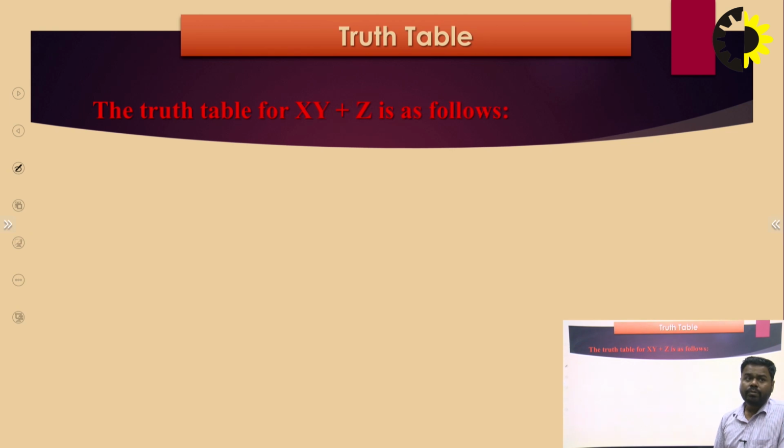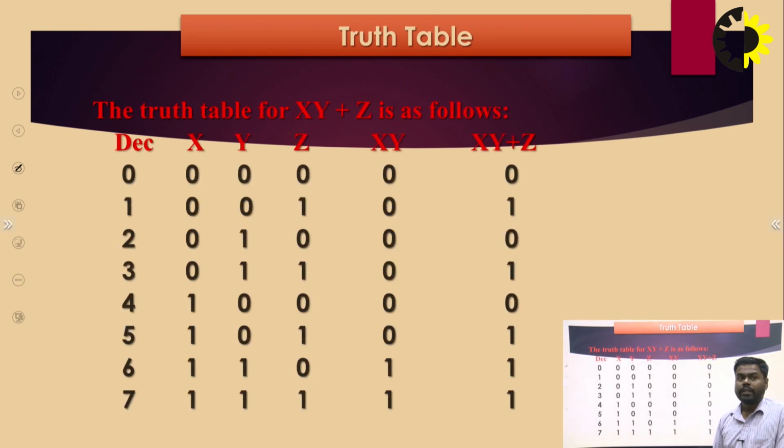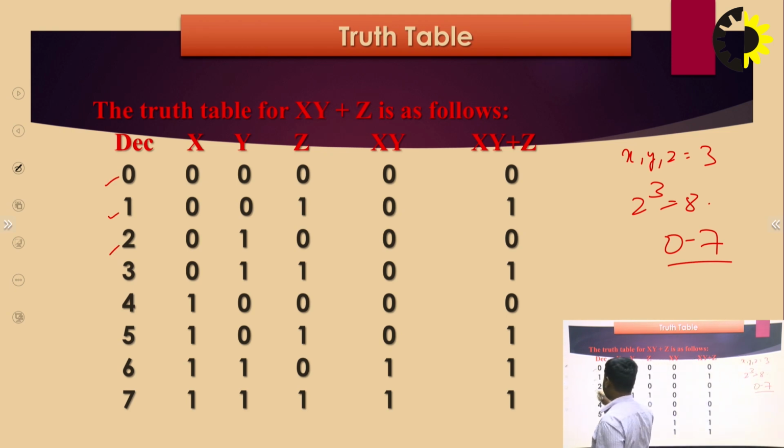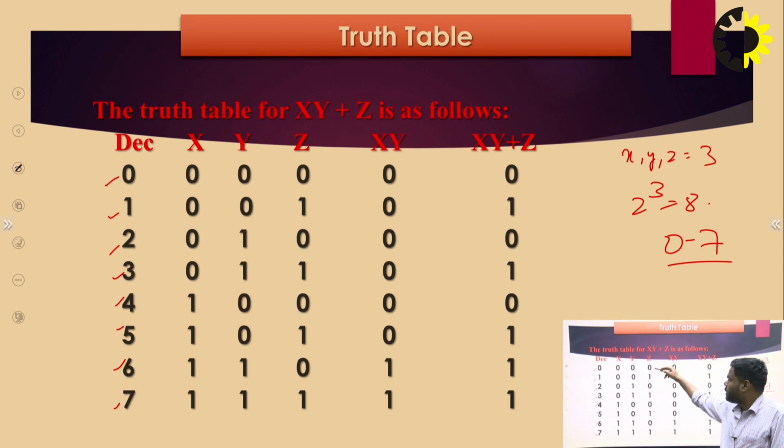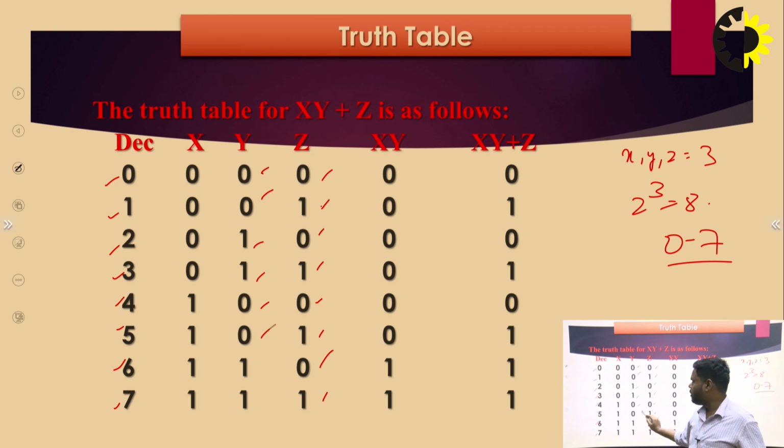The truth table for x dot y plus z is as follows. As you have seen, this has 8 rows because we took three variables x, y, z, and 2 to the power 3 is 8. You can number them 0 to 7: 0, 1, 2, 3, 4, 5, 6, 7. These are the values. So we have taken x as 0 0 0 0 1 1 1 1, y as 0 0 1 1 0 0 1 1, and z as 0 1 0 1 0 1 0 1.